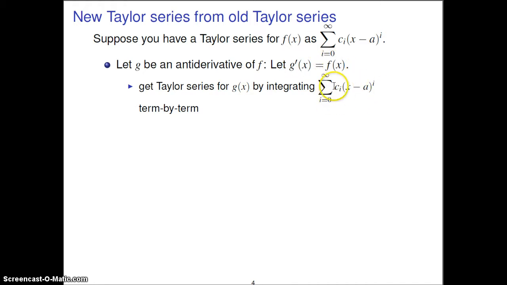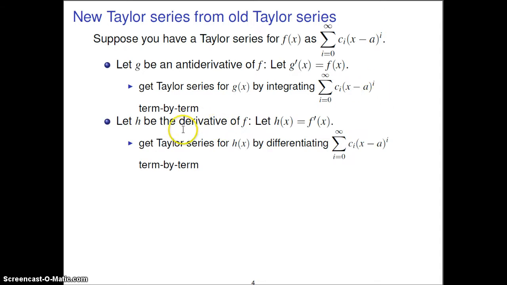So the point is this, you're just adding up a whole bunch of things which look like c sub i times (x minus a) to the i. Just integrate each one of these. And this is going to be a simple u substitution, u is equal to x minus a. And so what happens is this i goes up to i plus 1, and you divide by i plus 1, and that's it. Same thing, if you have h as a derivative of f, then you can take the power series for f and just differentiate term by term to get a power series for h.